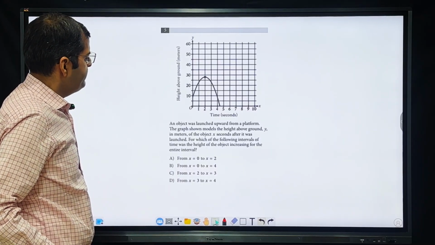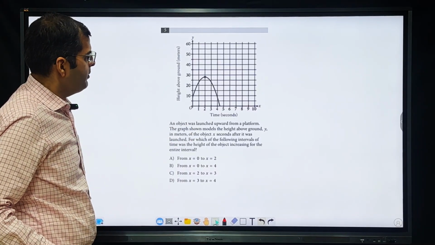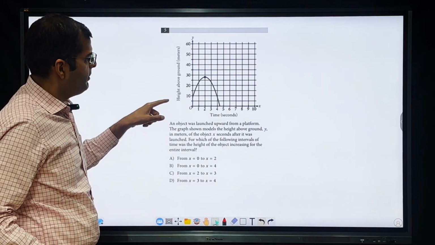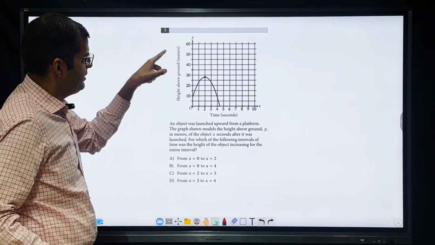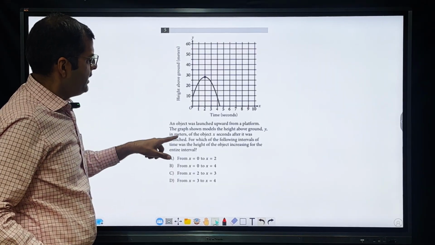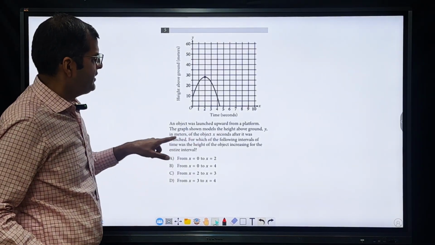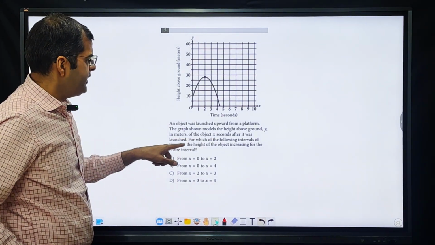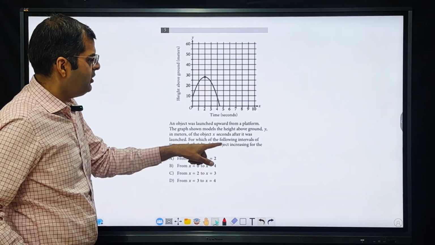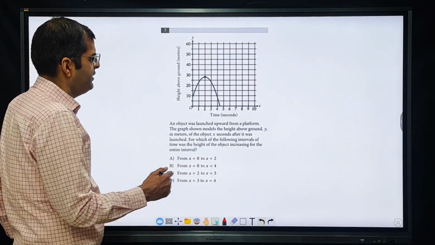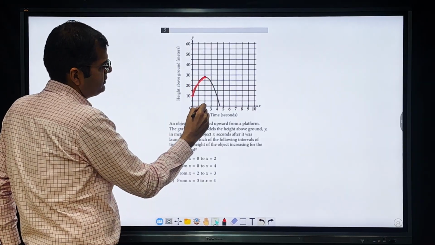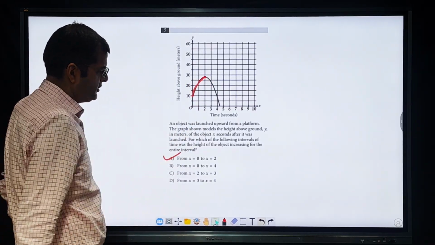Now here it says, an object was launched upward from a platform. The graph shown models the height above the ground y, so this is height above the ground, y axis, in meters of the object x seconds after it was launched. So x axis is time, seconds. For which of the following intervals of time was the height of the object increasing for the entire interval? So height is increasing during this interval only, between x equal to 0 to x equal to 2. So answer option A is correct.